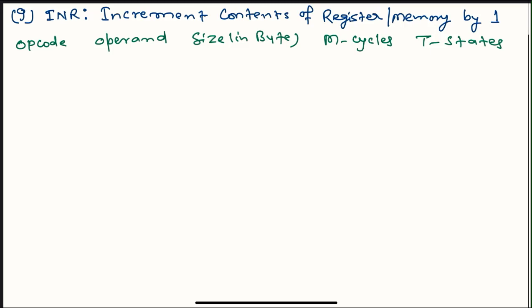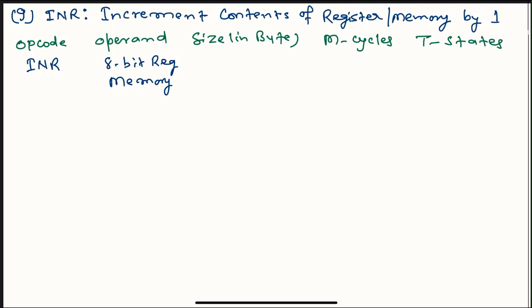So first of all we will see its opcode. The opcode is INR, and its operand will be a register. This register is an 8-bit register, or we can use a memory location also. We can understand its functionality with an example.